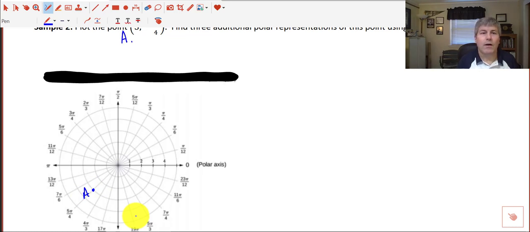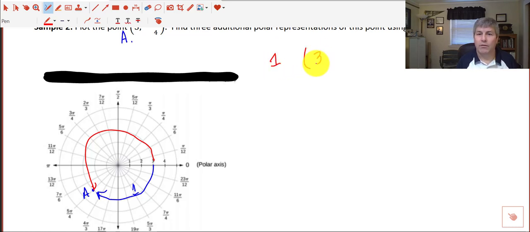And now we want to represent this in different ways. Well, we can see here our first point, we went that way. So the second point, we can go ahead and cruise the other way and represent that in the red. So our first option would be to call that 3, 5 pi over 4.